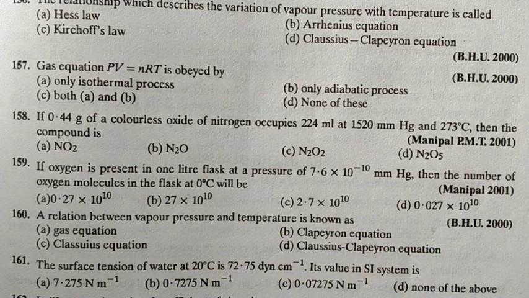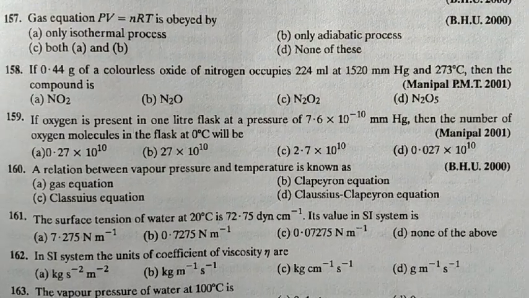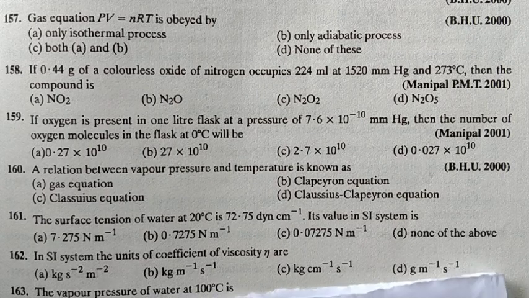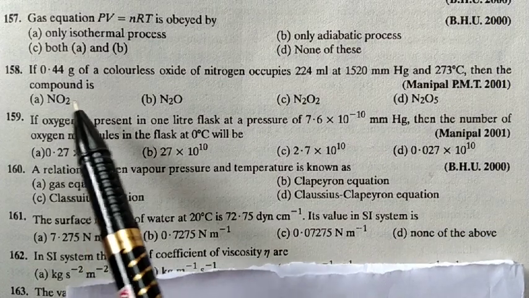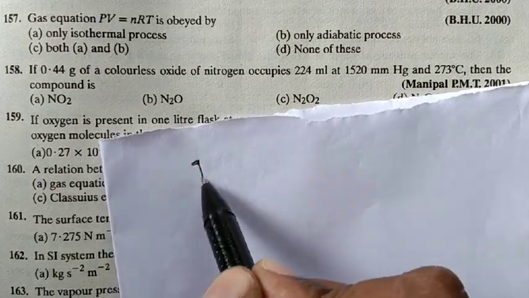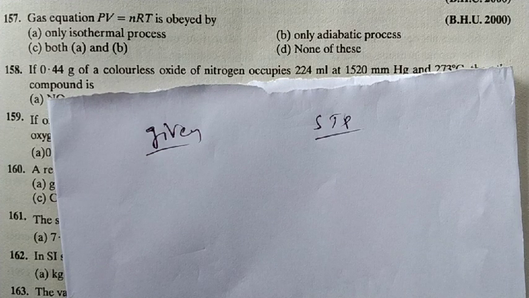Now look at question number 158. If 0.44 grams of a colorless oxide of nitrogen occupies 224 milliliters at 1520 millimeters of mercury at 273 degrees centigrade, then the compound is? Here it is a small logic. Two conditions we have to apply, because 0.44 grams of colorless oxide of nitrogen is given. The flexibility is you can take STP conditions. If you know that, then automatically we can guess its molecular weight.